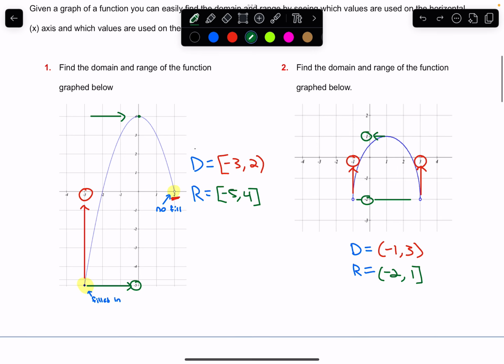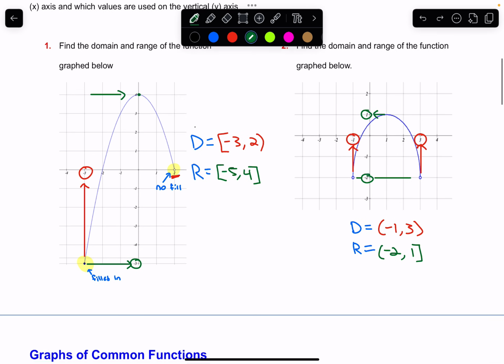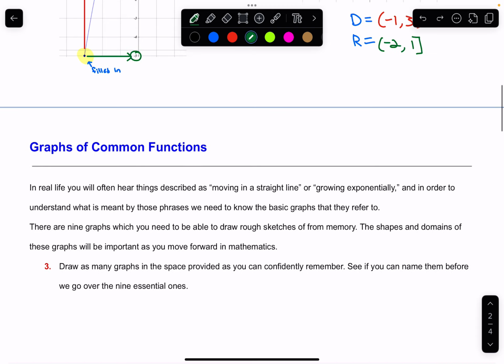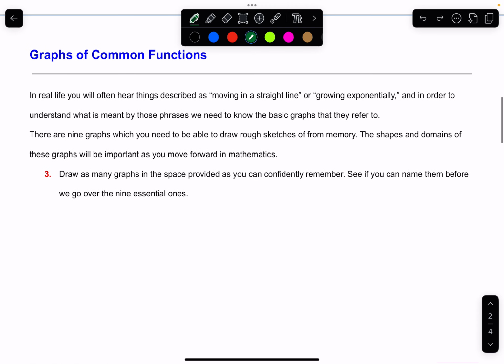All right, so now that we know what domain and range looks like, now we can introduce toolkit functions. So in real life, you will often hear things described as moving in a straight line or growing exponentially, linear growth, exponential growth. Like these are the 2 most common phrases we kind of get in financial terms in real life. And in order to understand what is meant by those phrases, we need to know the basic graphs that they refer to.